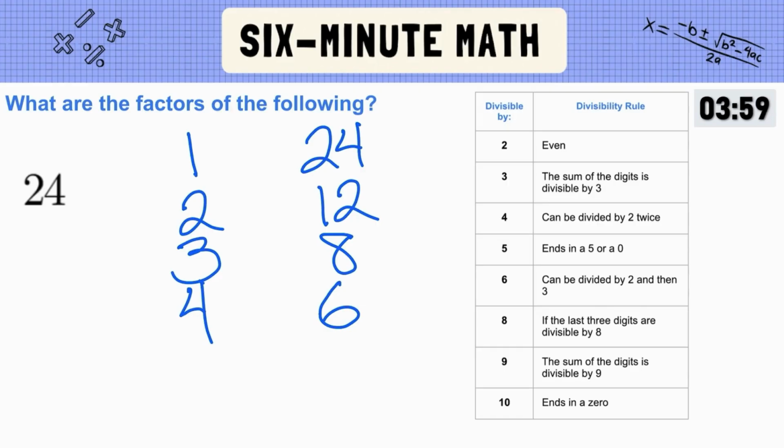Now at this point, I'm going to look for 5. 24 does not end in 5 or 0. And then if I were to move on to 6, I already know that 6 matches up with my 4. Therefore, when I go in order, I have my factor U.